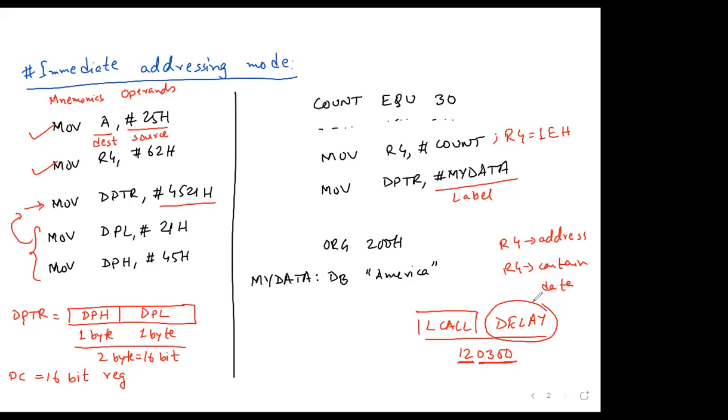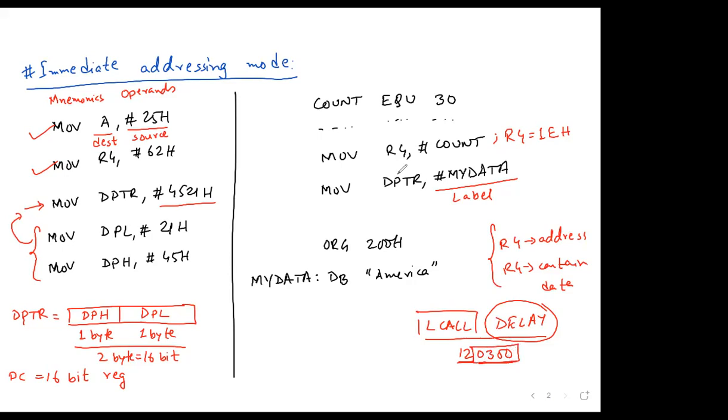That means your label always gives you the address where your processor is supposed to jump or where your processor is supposed to go. Unlike these registers, your label cannot contain any data. It cannot store any data. It can only store the address, it can only have the address.